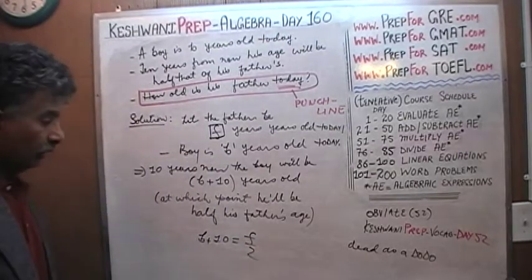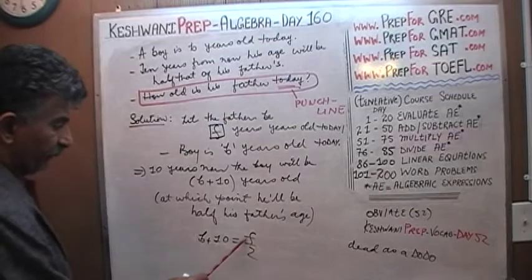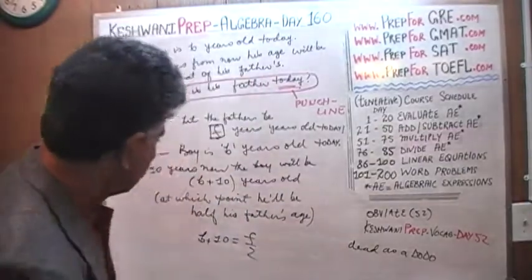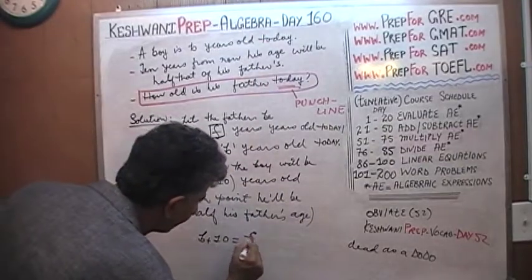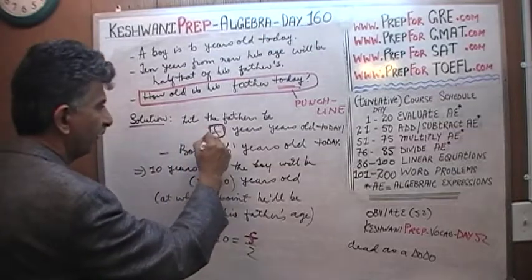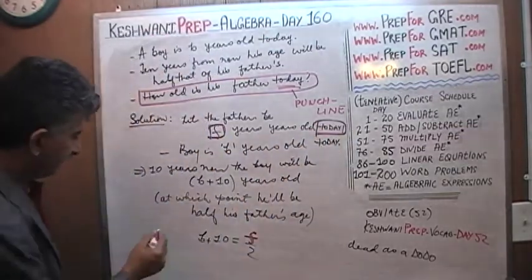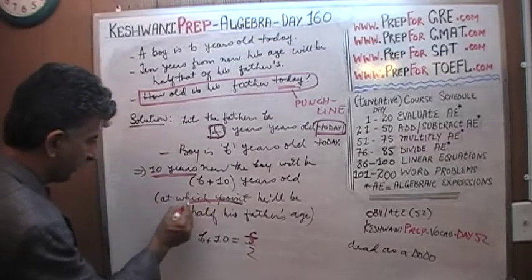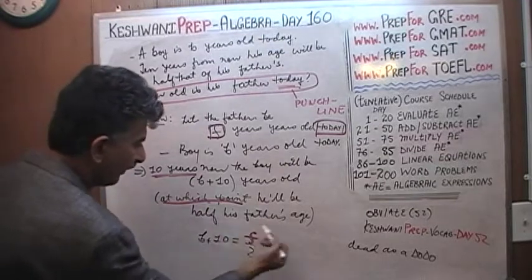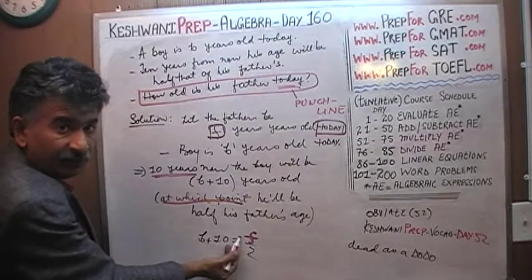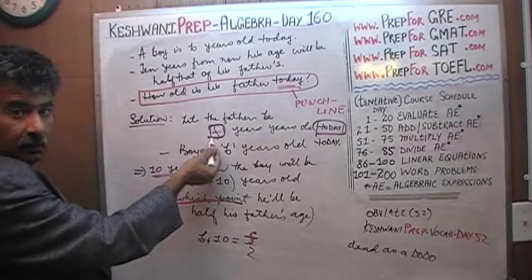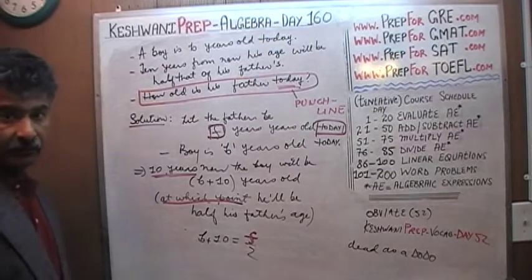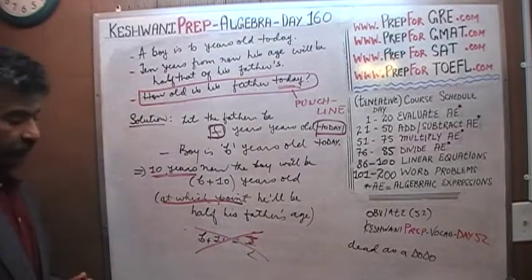No. What does F represent? F represents his father's age. Let me put it in the red marker so you can see it. F represents his father's age today. This scenario talks about 10 years from now. 10 years from now, he will be half his father's age. Well, father's age is not going to be F 10 years from now if he's F years old today. If the boy grew by 10 years, so will father. Father will no longer be F 10 years from now. This is a wrong equation.